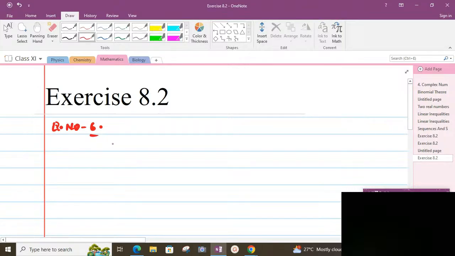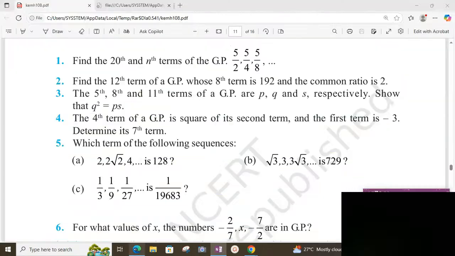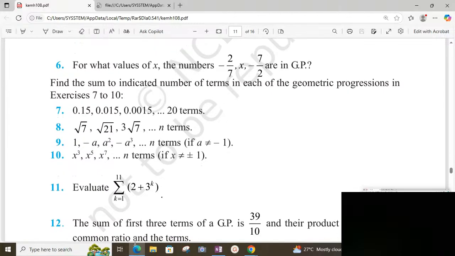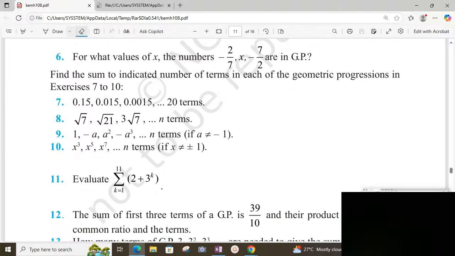All questions are from the NCERT textbook. Let's see the question number 6. This is question number 6. For what values of x are the numbers minus 2 by 7, x, minus 7 by 2 in GP? So hope that there is no problem. This is the easy question of this exercise. Let's see the solution of this question.